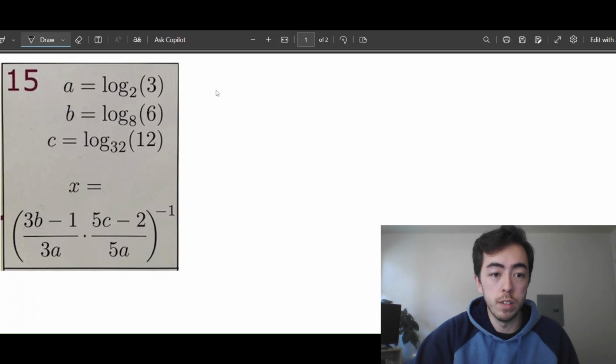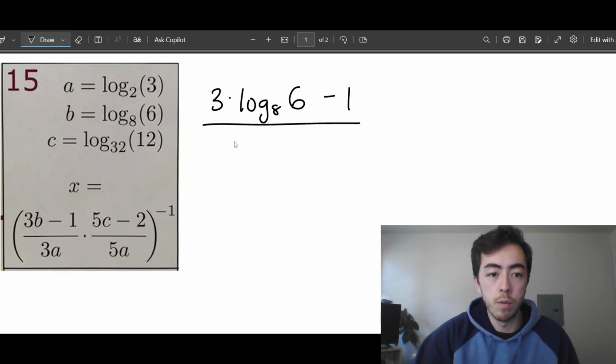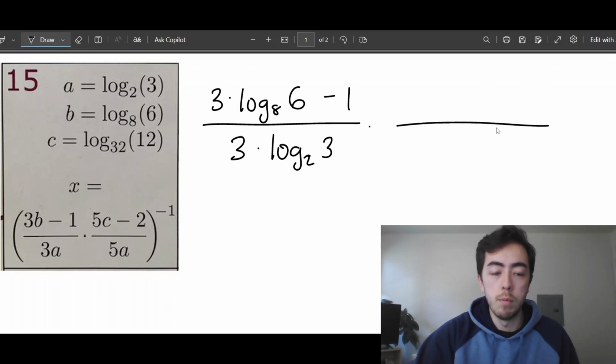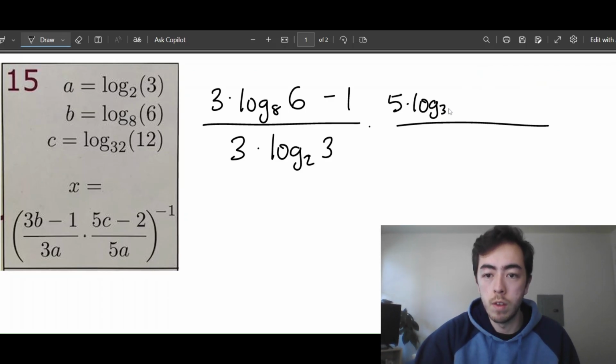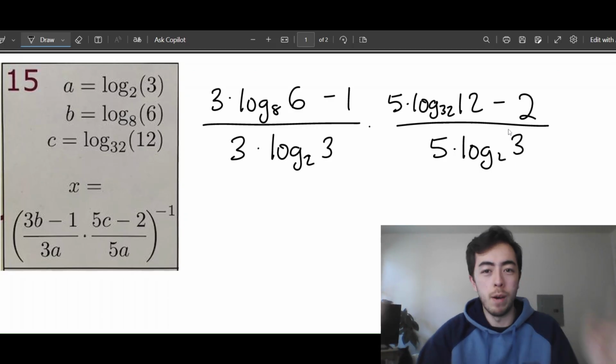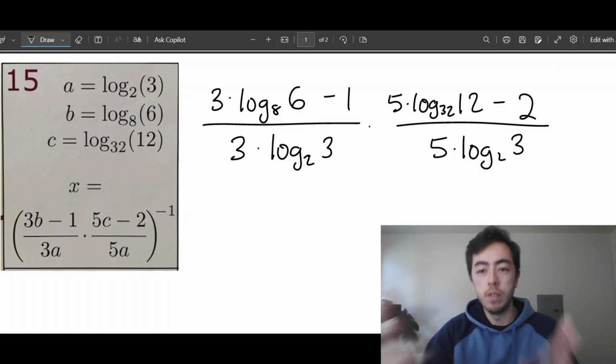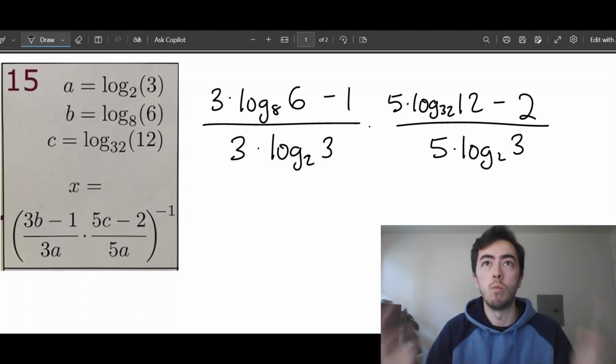So just plugging stuff in, I get 3 times log base 8 of 6 minus 1 over 3 times log base 2 of 3. And then we're going to multiply this fraction by another one. 5c is going to be 5 times log base 32 of 12 minus 2 over 5 times log base 2 of 3. And I'm just going to omit that power of -1. We both know that the thing on the screen should be 1/15.